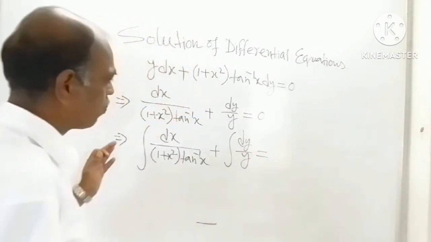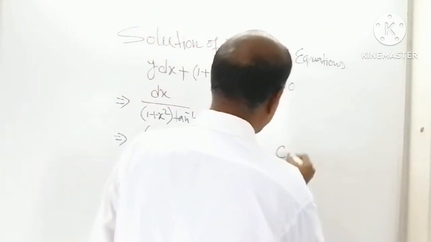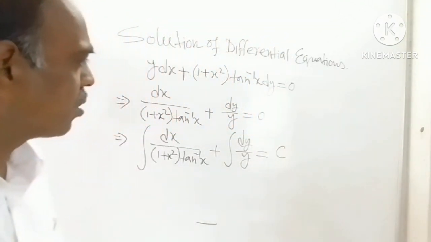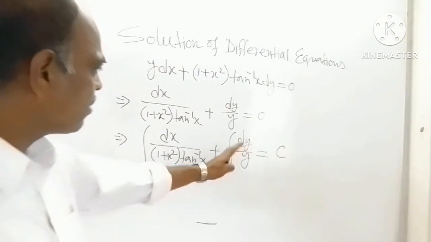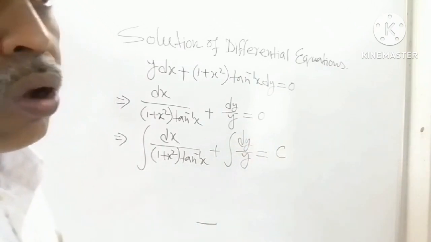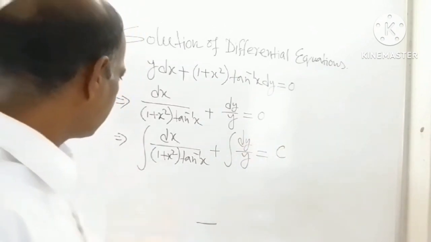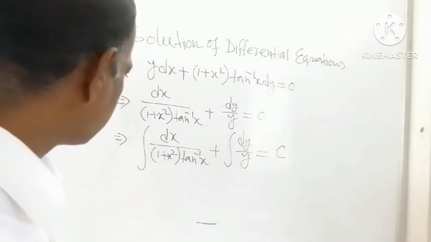Since we are performing integration, on the right hand side a constant will appear, which is called constant of integration, denoted by C here. Now integration of this is very easy. You know that integration of dy by y is log of y. And here, we just have to make one substitution to integrate this one.